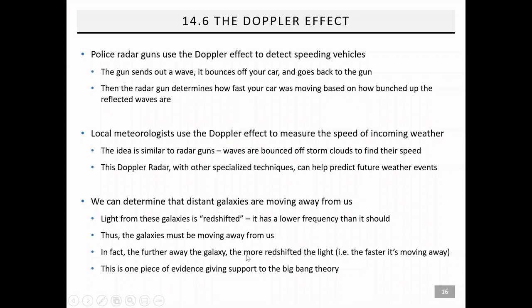galaxy is redshifted. Okay, so in fact, when you look at galaxies that are even further away, that light is even more redshifted than the galaxies that are closer. This tells you that the galaxies that are further away from you are moving faster than the galaxies that are closer to you. So the further you go out, the faster the galaxies are moving, and they're all moving away from you. This is one piece of evidence that supports the Big Bang theory, that the universe started in a small contained area and sort of had this huge explosion where everything spread out.